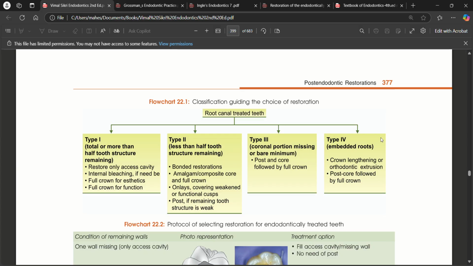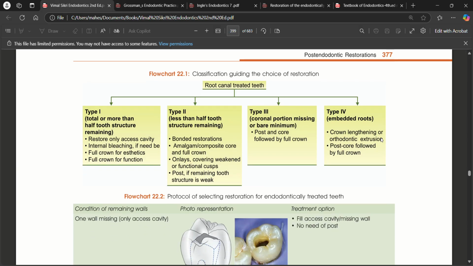Then post if remaining tooth structure is weak. Then type 3 is coronal portion missing or bare minimum. It should be followed by post and core followed by full crown. And type 4 is embedded roots: crown lengthening or orthodontic extrusion. Then post core followed by full crown.